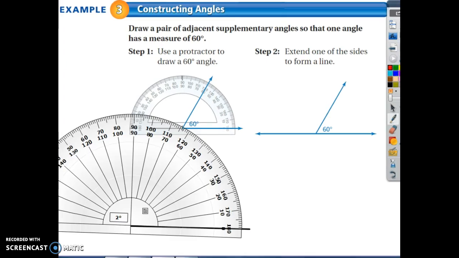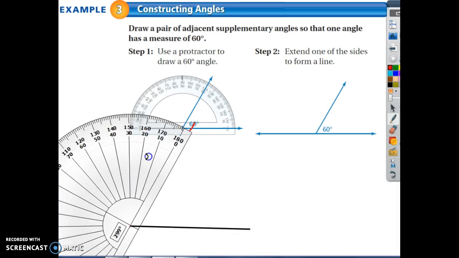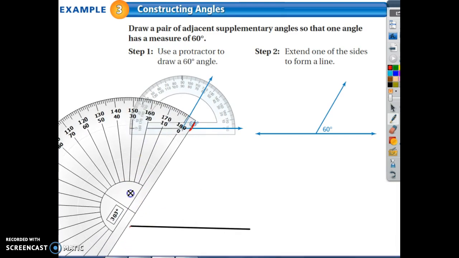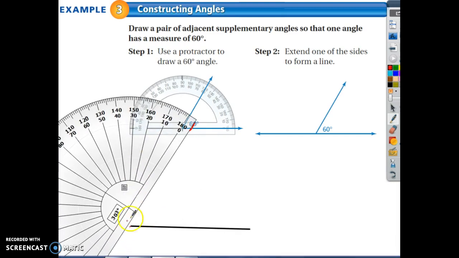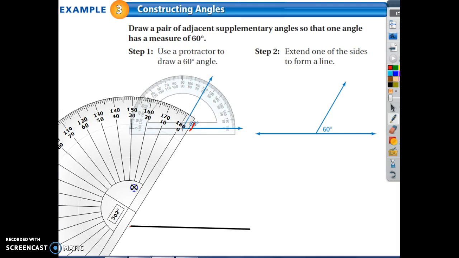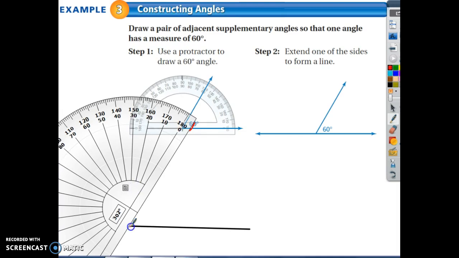With my protractor lined up, I have the center here at 0. All the way to the right, I'm going to find the 0 degrees and follow it up to 60. Here is my 60, so I'll go ahead and put a dot outside of 60. Moving the protractor now, I can turn it to line it up with the dot I just formed. Using the edge of the protractor as a straight edge or as a ruler, I can then draw the line to create my 60-degree angle. This angle now has a measure of 60 degrees.